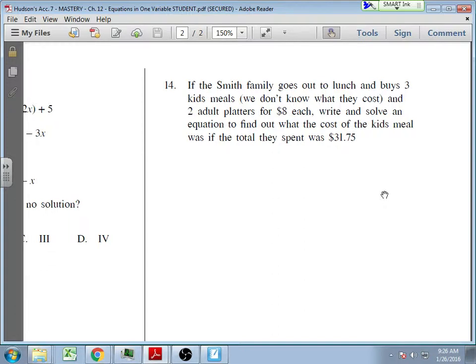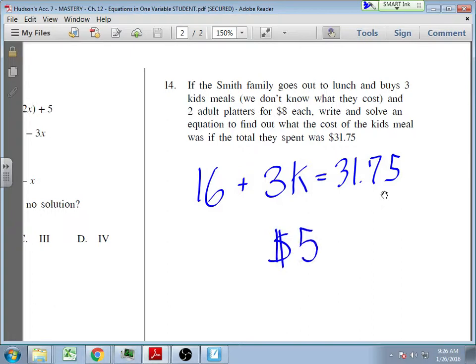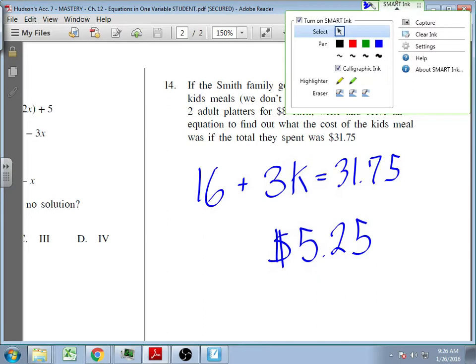This should have been simple. My constant was 16 for the 2 adult meals, plus 3 kids' meals equals $31.75. We did not have a lot of issue with this. The kids' meal costs $5.25 when I solve. Subtract your 16 from both sides, divide by 3.